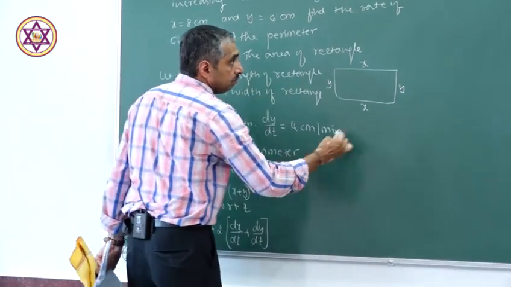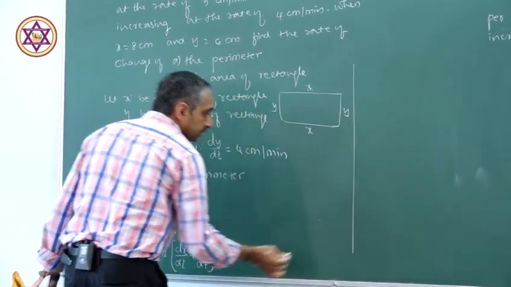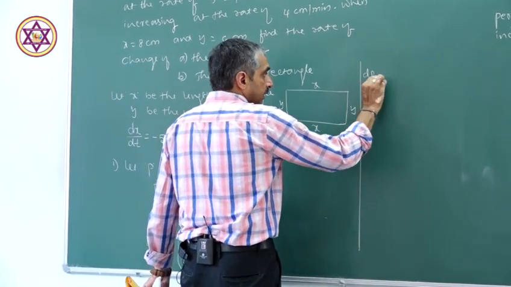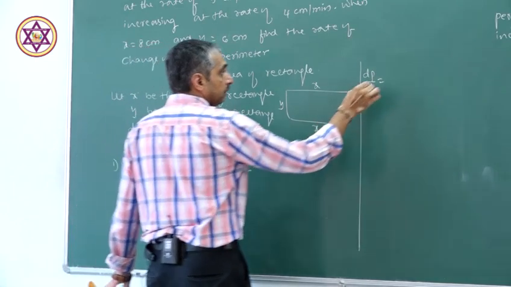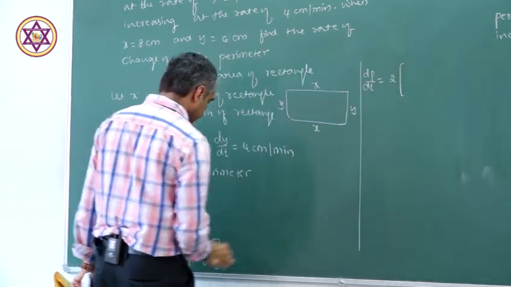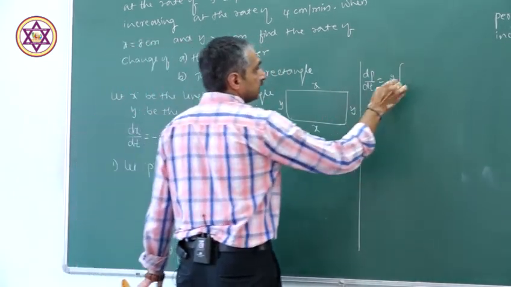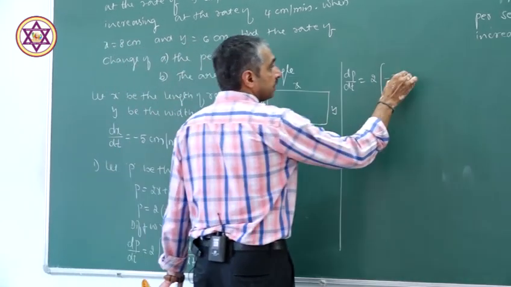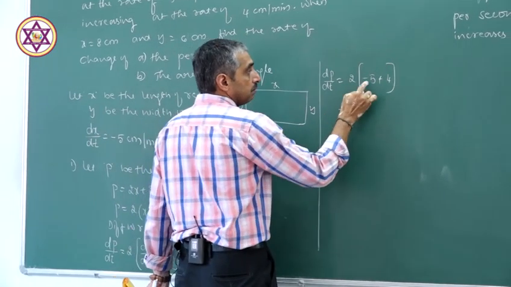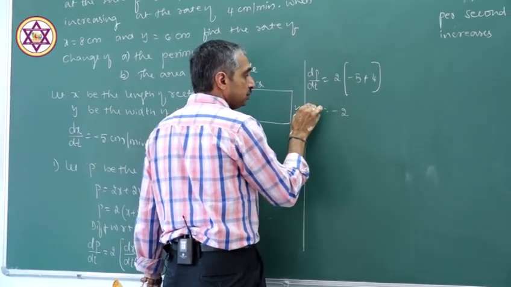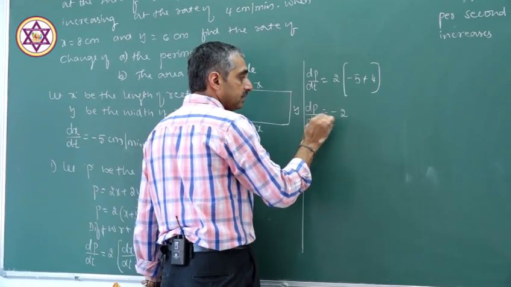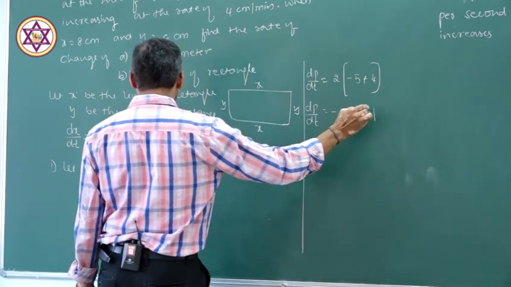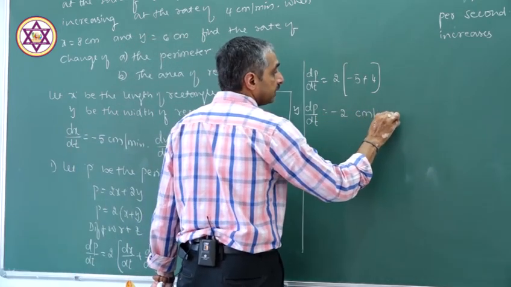See here, just observe now, dP by dt is equal to 2 into, what is dx by dt that is given? How much it is? Minus 5 plus dy by dt, 4 it is, right. So, how much it is now? Minus 1 into 2, minus 2. So, the perimeter decreases at the rate of minus 2 centimeter per second. Is it right? Centimeter per minute, sorry.